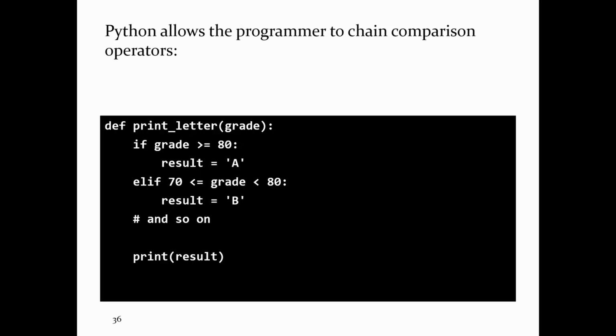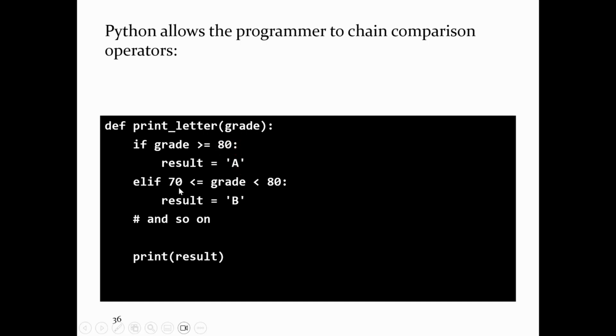So there is another unusual thing for Python programmers when they switch to Java. Python lets you chain comparison operators. Here I'm passing in a numeric grade and determining what the letter grade is based on that numeric grade. Here I'm only doing A, B, C, D, and so on, but you can easily change this to do A plus, A minus, and so on. In Python, you might write this function like this: if the grade is greater than or equal to 80, the result is an A.